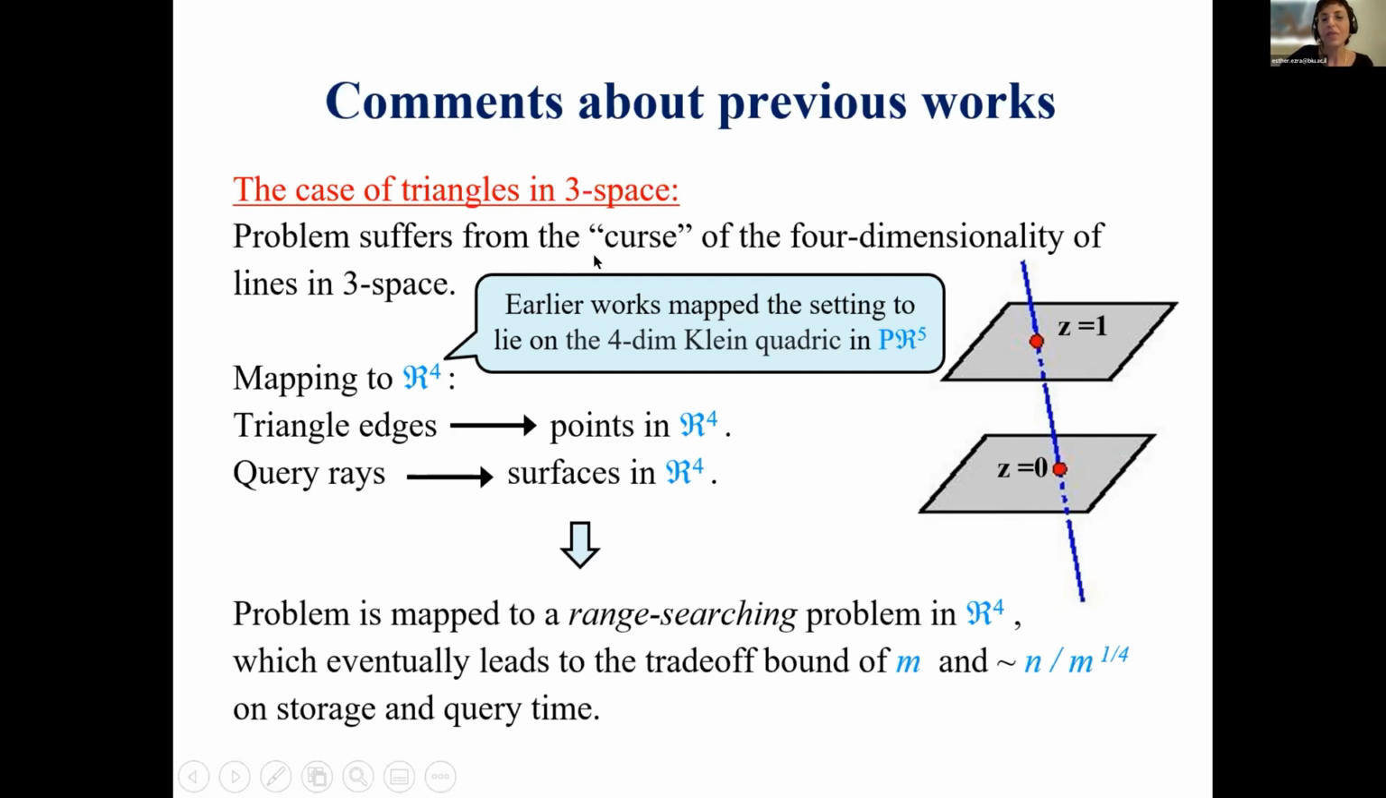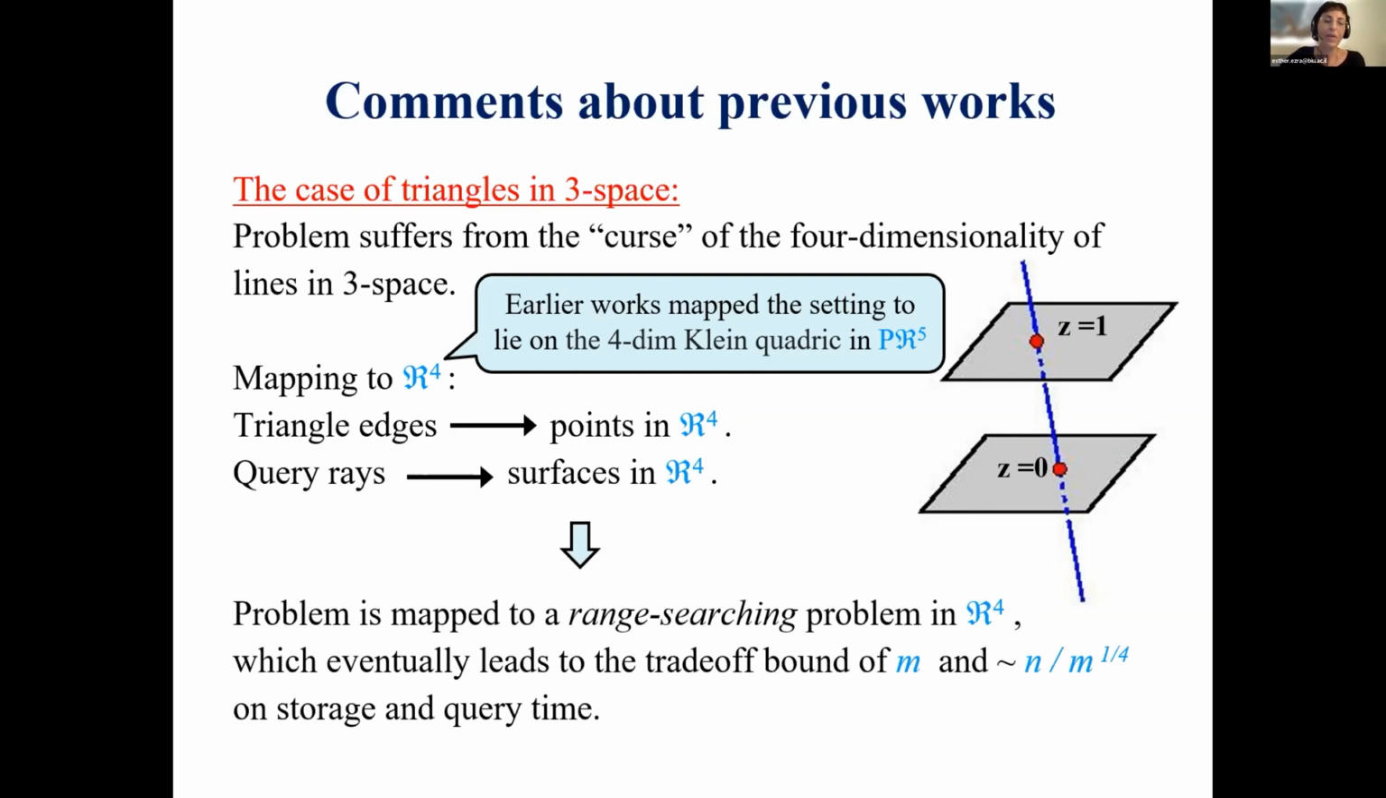This problem suffers from the curse of 4-dimensionality for lines in 3 space, because lines need 4 parameters to be defined. This is an illustration. This is a line in 3 space. We collect the x and y coordinates where it intersects the plane z equals 0, and the x and y coordinates where it intersects the plane z equals 1. These are overall 4 parameters that uniquely define this line.